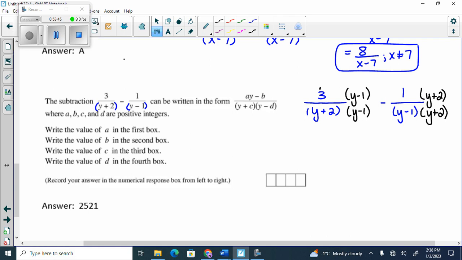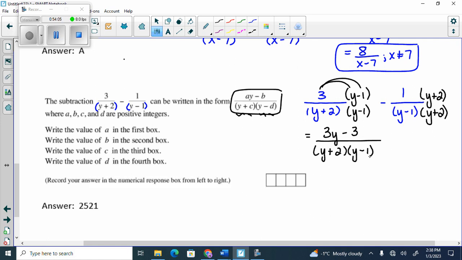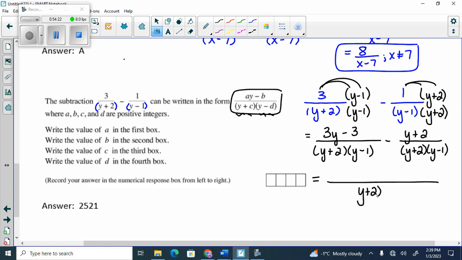Distribute the tops, not the bottoms. And how do I know that? Because they want it in this form where the bottoms are not distributed. So why the heck would I distribute? Right? So I'm going to get 3y minus 3 all over y plus 2, y minus 1, minus, distribute 1 into nothing, y plus 2, over y plus 2, y minus 1, equals one common denominator now, y plus 2, y minus 1. I wrote the plus 1 first because in the form that they wanted, they put the plus first.